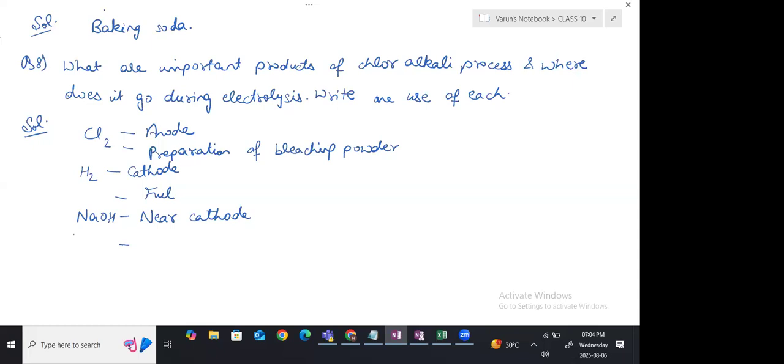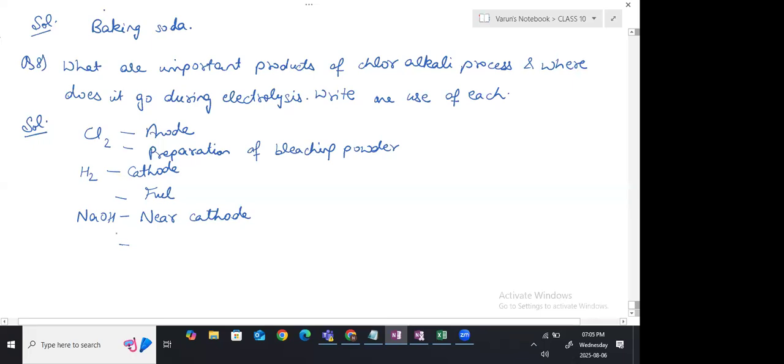So if any compound is dissociating completely, solubilizing completely, then I call it strong. The strong one is dissociating completely, meaning it is dissolving completely, because when something dissolves, it gets dissociated.